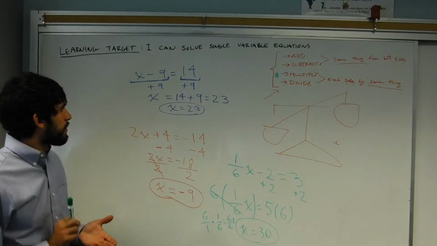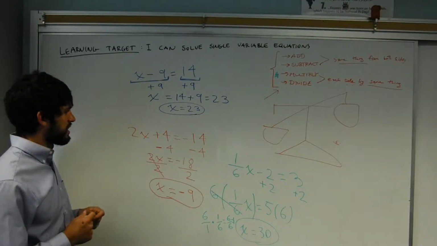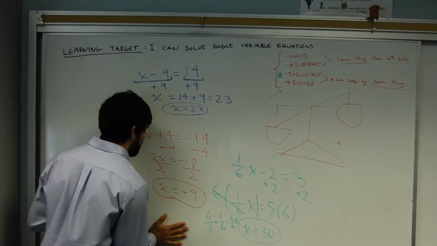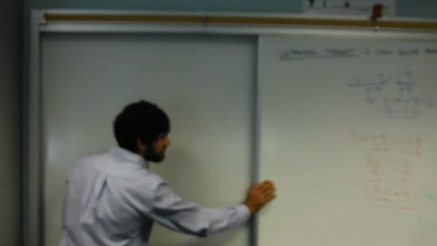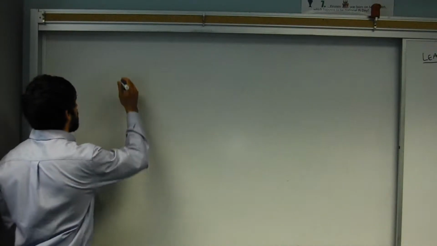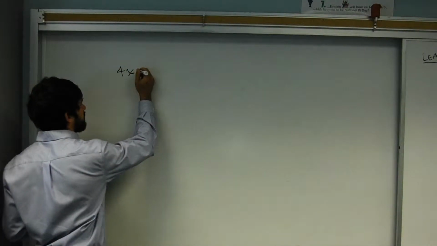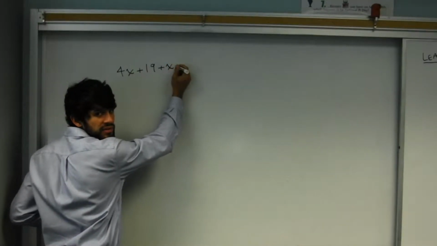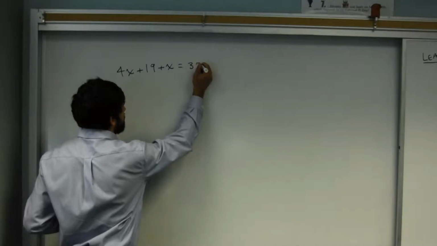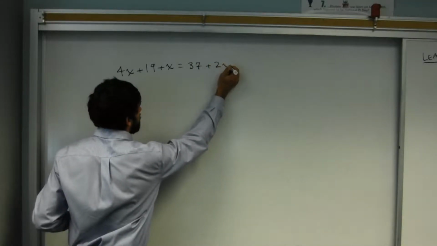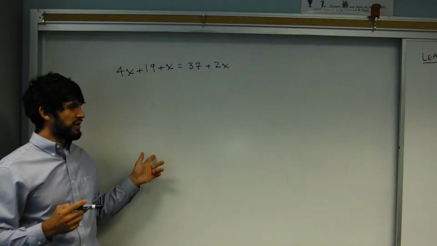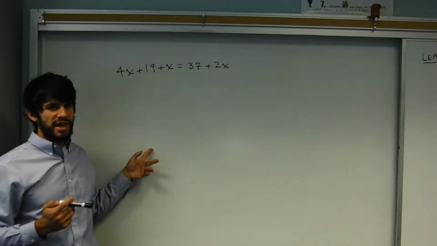So those are a couple examples of some two-step equations. We're going to do one more that's a little bit harder for you guys to end the lesson. So suppose this time we have 4x plus 19 plus x is equal to 37 plus 2x. So now we have a lot more terms in this equation, but we're going to use the same methods.